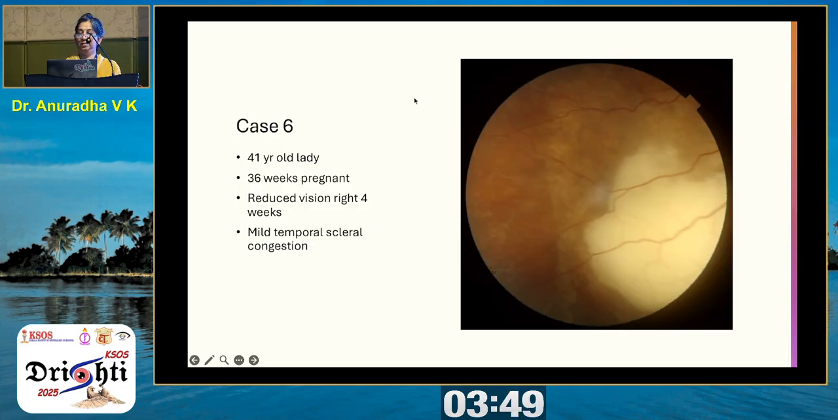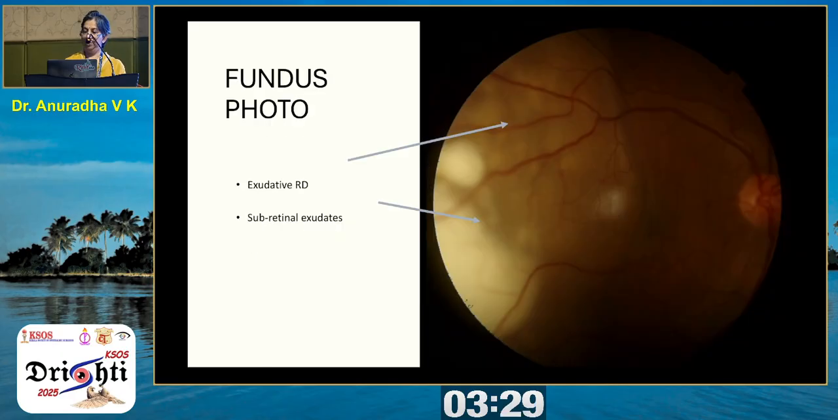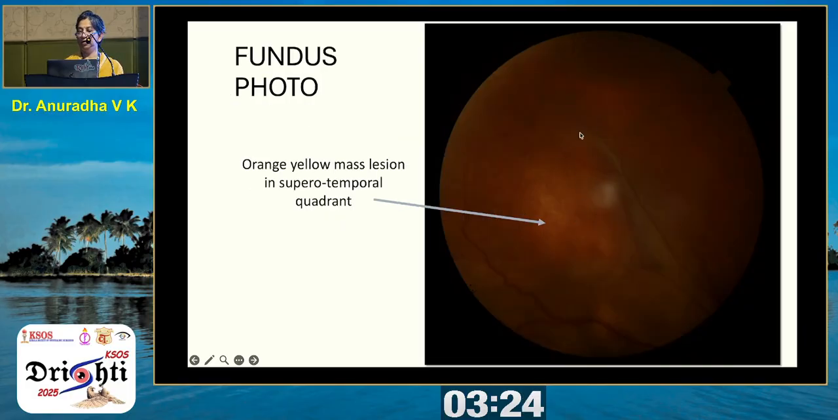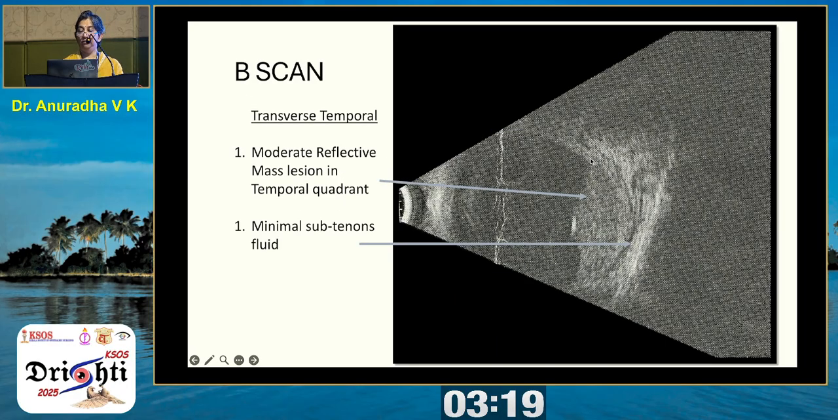So this is our 6th case, a 41-year-old lady who was 36 weeks pregnant at the time of presentation, coming with decreased vision in the right eye for 4 weeks. She didn't have pain, but there was a temporal scleral congestion. When you looked into her fundus, what was striking was this large clump of subretinal exudates, and you can see that here along with the exudative VADI. Then there was a smaller orange-yellowish mass in the supratemporal quadrant, which on B scan showed moderate reflectivity and a minimal amount of subtenon fluid.